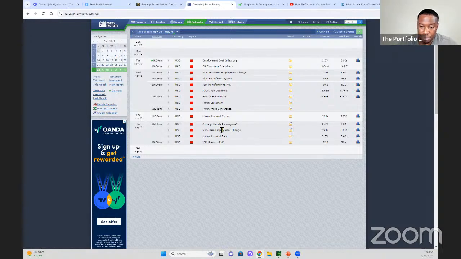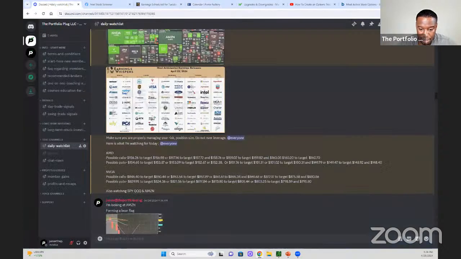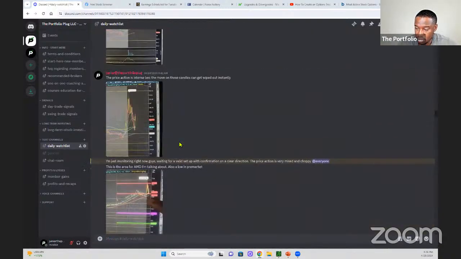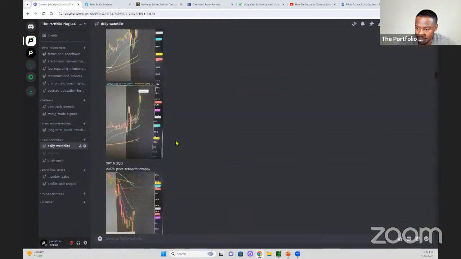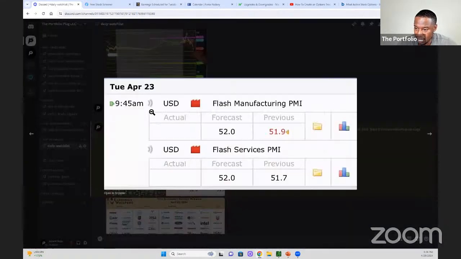So when I'm doing my watch list, I'm taking all these things into consideration. This goes into the risk and into the probability. Let's go back here so you can see. I'm going to scroll so you can see exactly what I'm talking about. See right here, I know that at 9:45 a.m. some reports are coming out, so I'll keep that in mind.